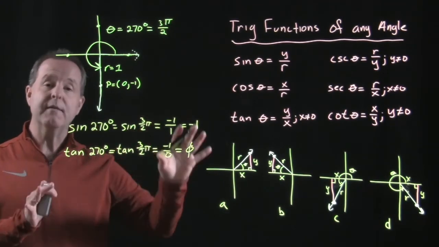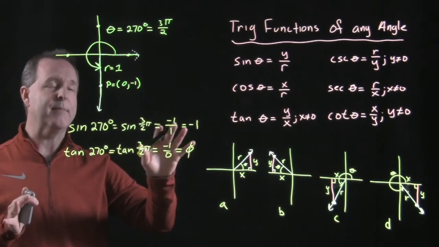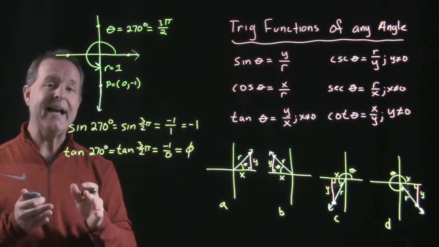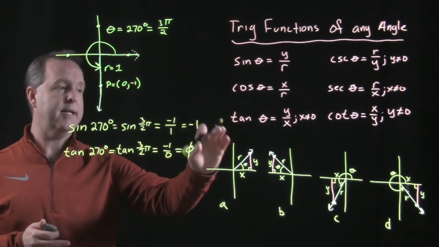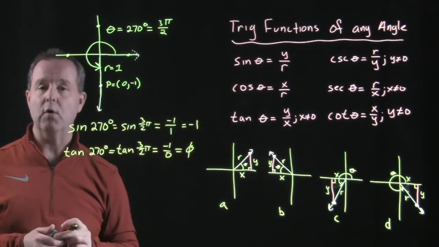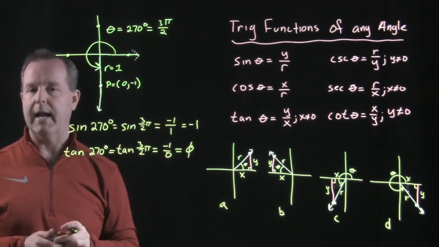All right, the point of this segment was to let us know that we can find the sine, cosine, tangent, cosecant, secant, and cotangent of angles greater than 90 degrees.